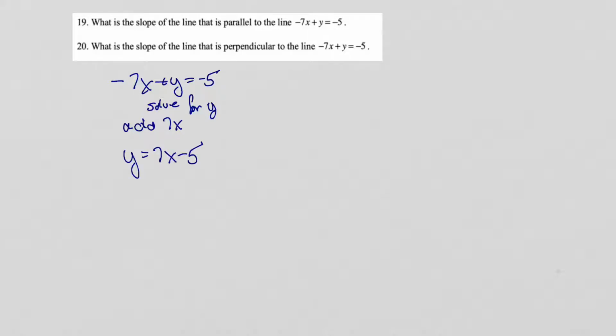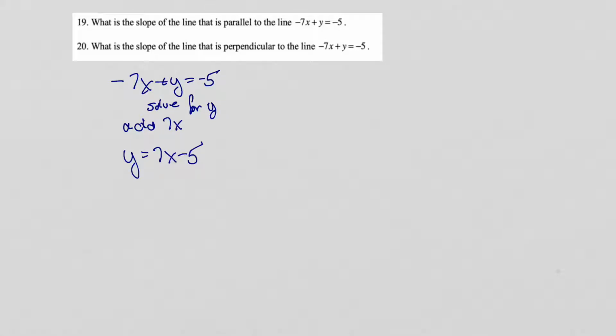Now I'm going to write it right here. Negative 7x plus y equals negative 5. So let's solve for y. We'll add 7x to both sides, and that will give us y equals 7x minus 5.